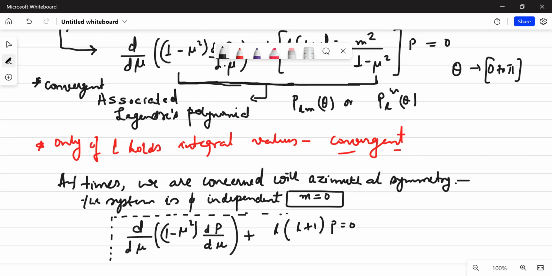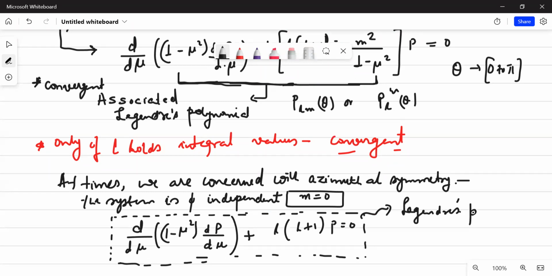The solutions for this particular differential equation are simply called Legendre's polynomials, not the associated ones, denoted by P_L. You can say mu, and instead of mu you can write cos theta, because mu was equal to cos theta. Is that clear?